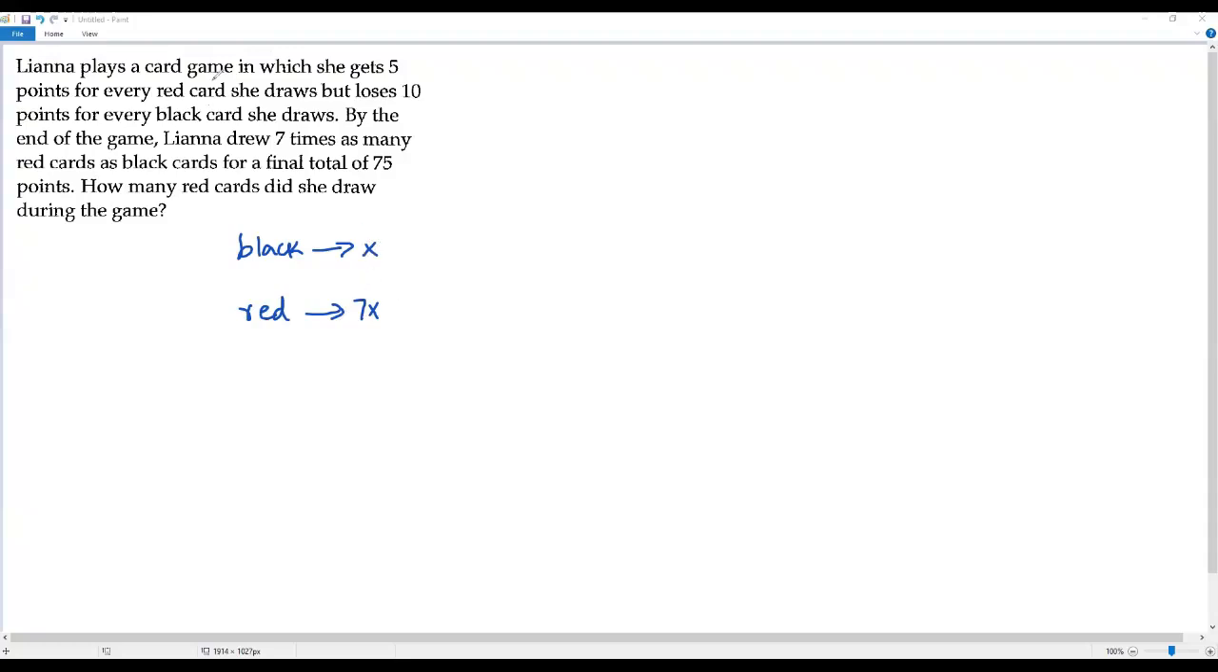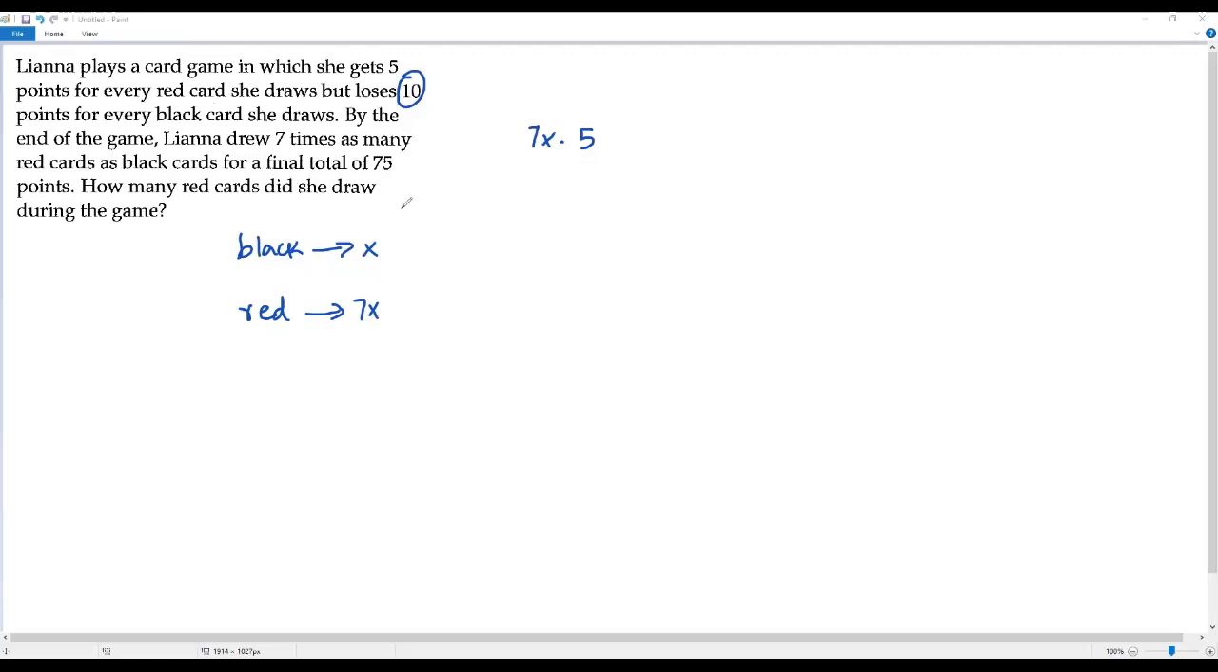And also the first information says she gets 5 points for every red card. For one red card, she is getting 5 points. Then how many points will she be getting for 7x number of red cards? For that, we have to multiply the number of red cards, 7x, by the number of points she is getting for one red card, that is 5. So 7x times 5.